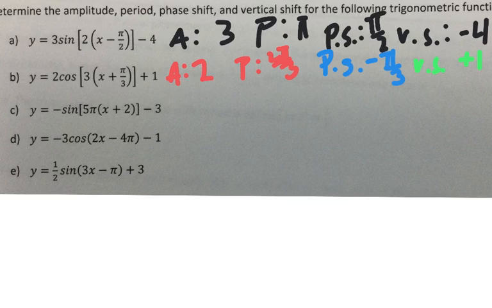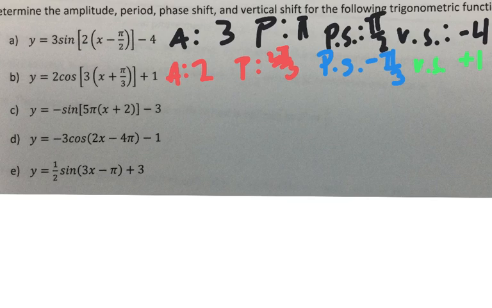So real quickly, what's the only thing different on C? What's the amplitude of C? It's just -1. Wrong. Amplitude is always positive. So it's 1. What's this negative going to do? Nothing to the amplitude. It's going to be a reflection over the x-axis. It's basically the same thing.